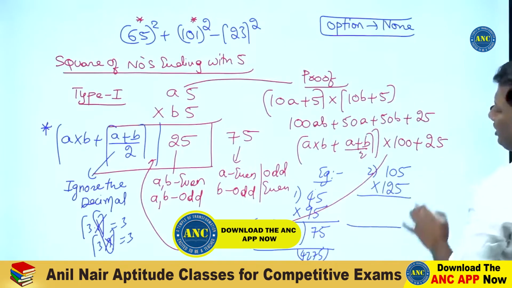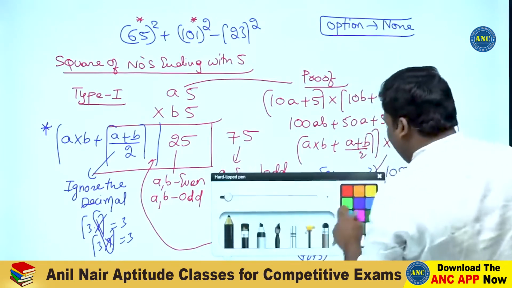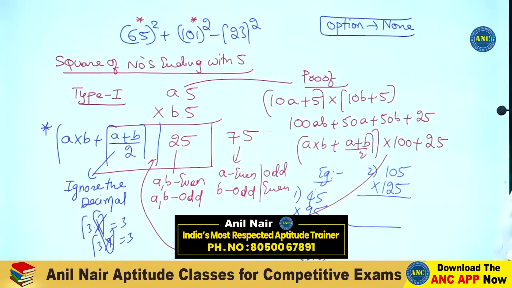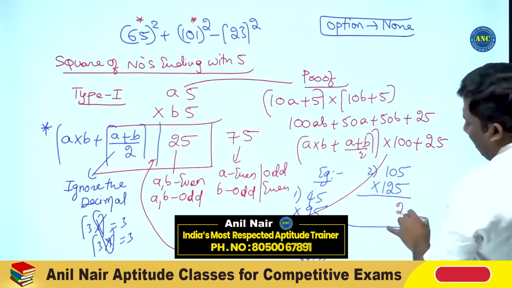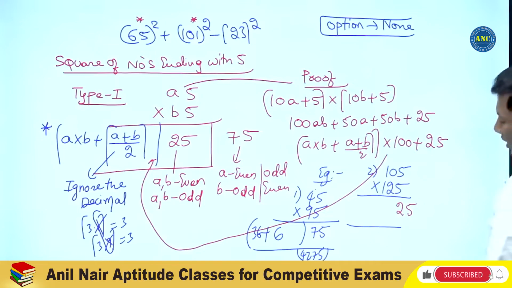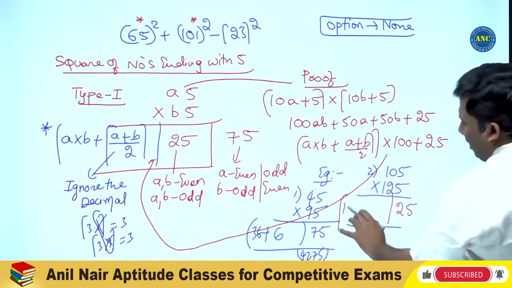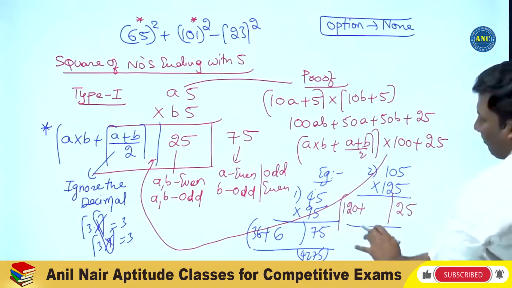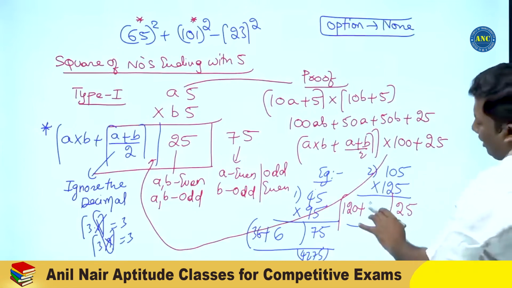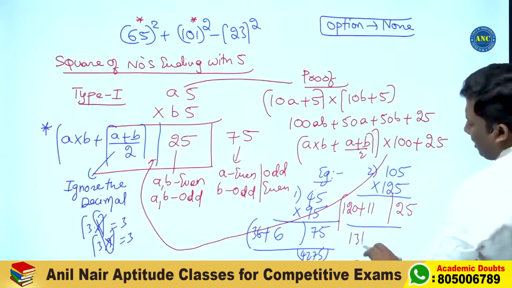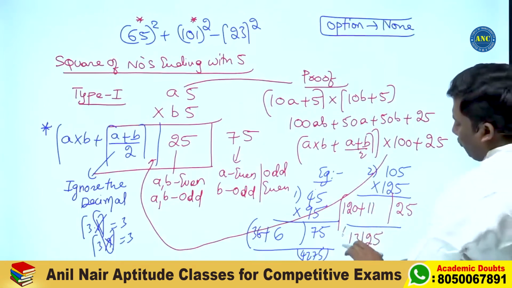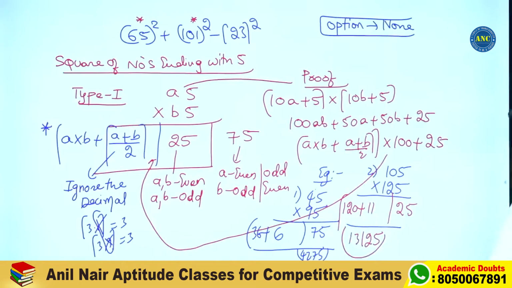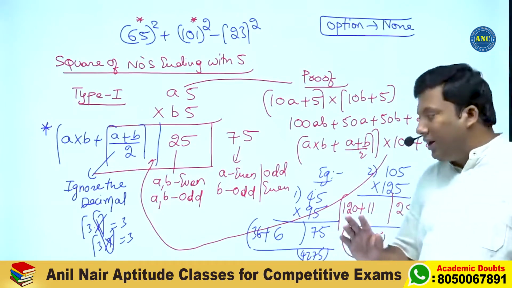Second example, 105 into 125. 3 digits, 4 digits, you can use it. 105 into 125. 10 is even, 12 is even. Even 5 into even 5, 25. A into B, 10 twelves are 120. 10 plus 12, 22 by 2, 11. Answer is 13125. I hope it is clear.